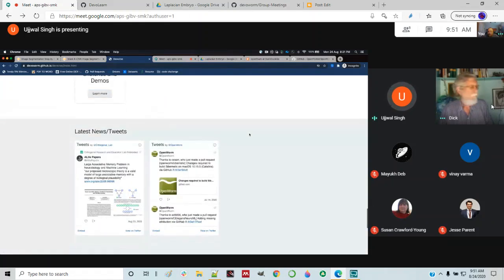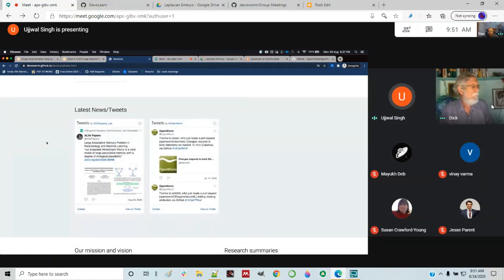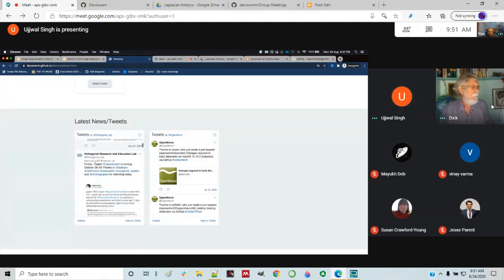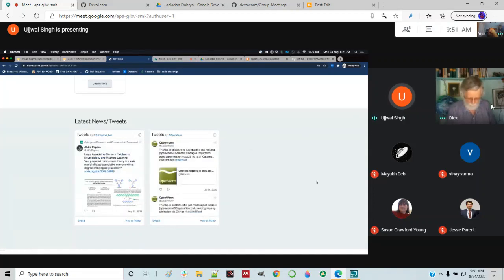So these are the things. After that, just to give a little overview of what we do and what the latest goings-on are, I have embedded the tweet feed of OpenWorm and Orthogonal Lab. And if we ever set up an account for DevoLearn, I have left this space vacant so that it can also be there.